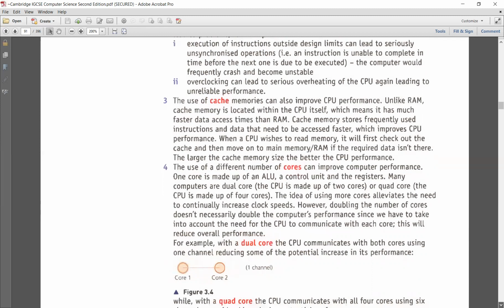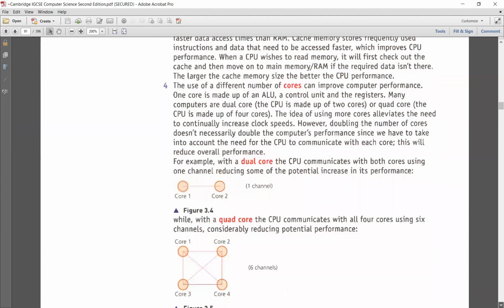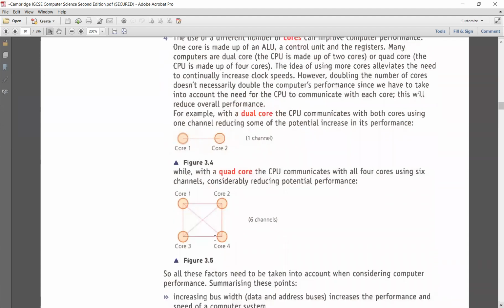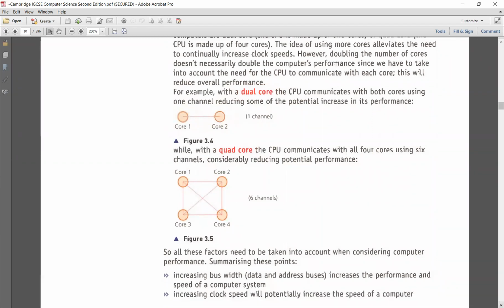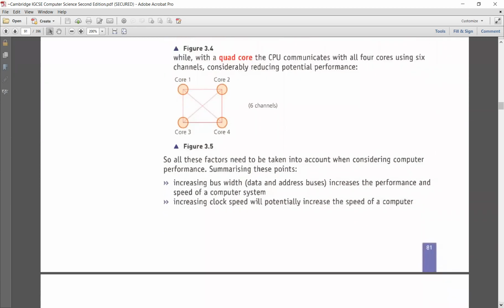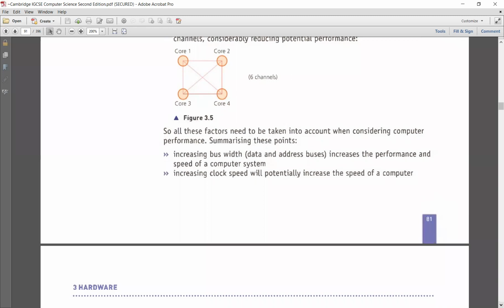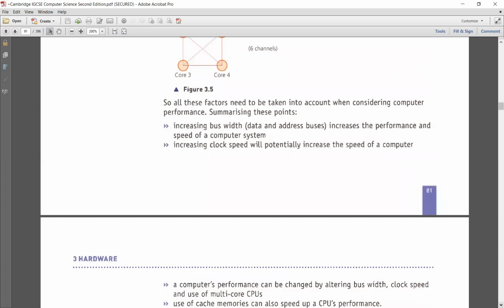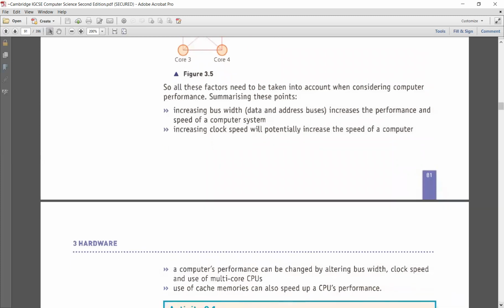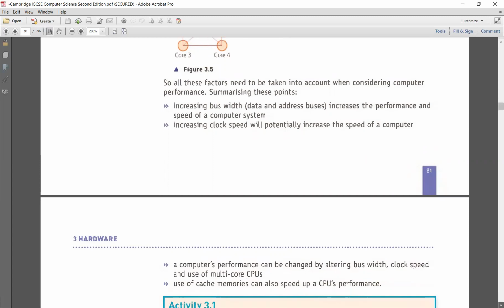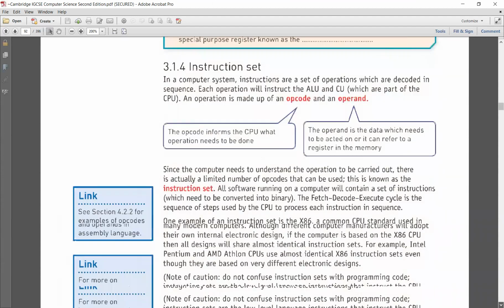When it comes to quad core, that means it will have 4 cores, and you can see the diagram that shows the channels to which data can be transmitted. So if a question comes in the paper about how performance can be improved, you can mention the 4 factors. Increase in the bus width, for the data bus and the address bus. Increase in the clock speed will definitely increase the speed of a computer system. The use of multi-cores. And you can talk about the use of cache memory, and that will also be considered a means to improve your system performance.